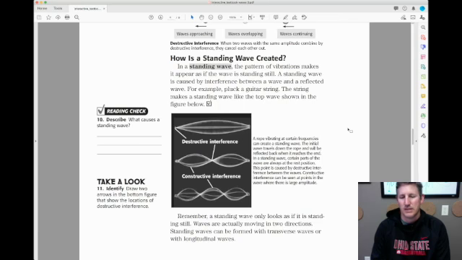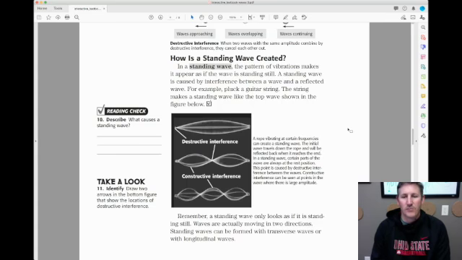Remember, a standing wave only looks as if it's standing still. Waves are actually moving in two directions. Standing waves can be formed with transverse or longitudinal waves. Take a look at question 10. It says, what causes a standing wave? Well, it has destructive and constructive interference going back and forth and back and forth.